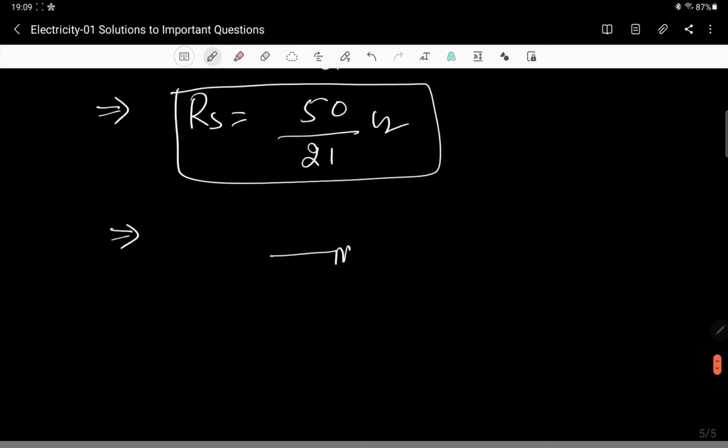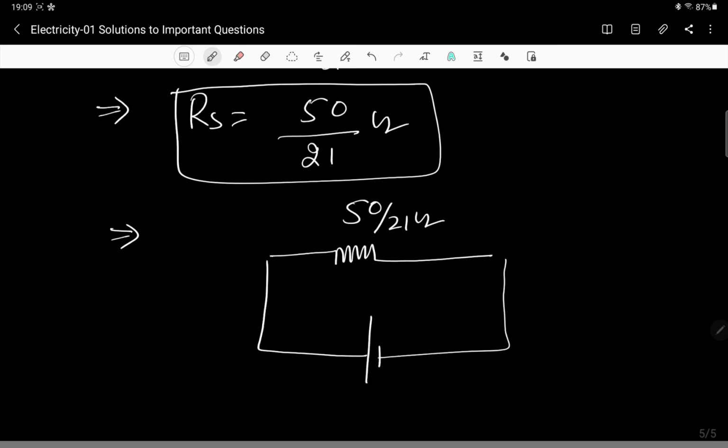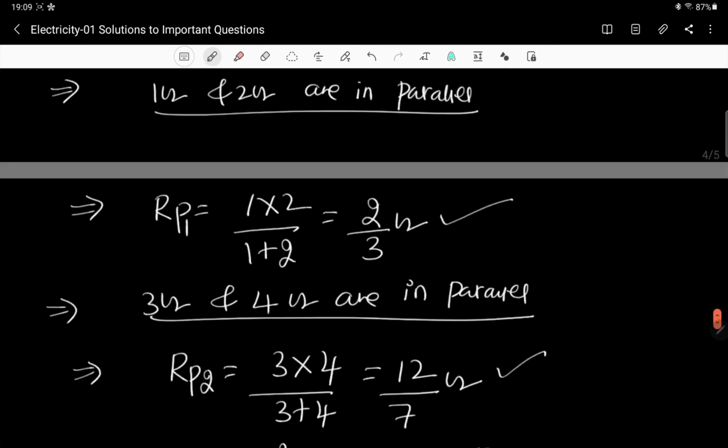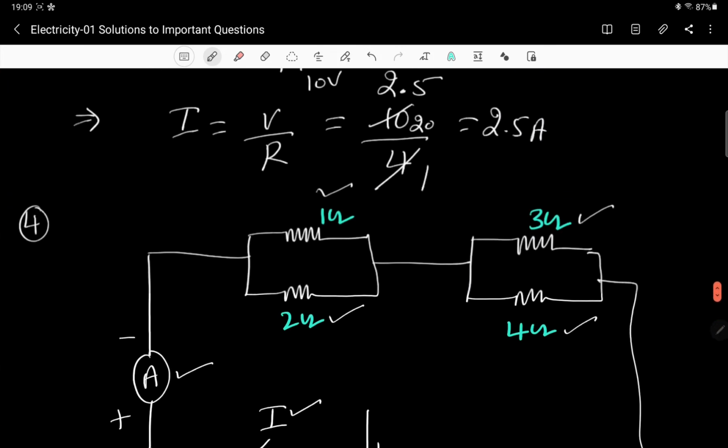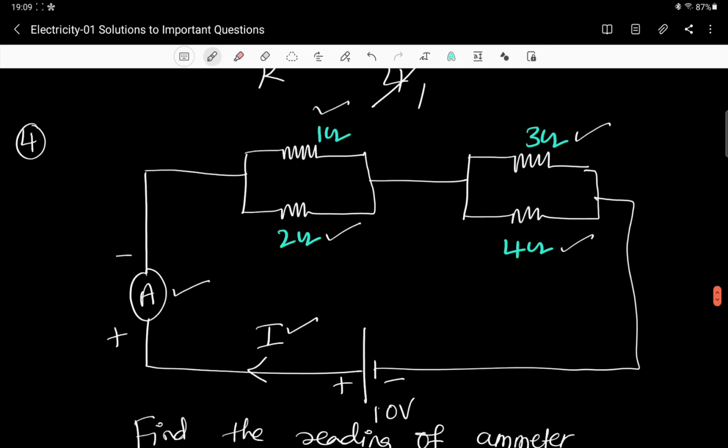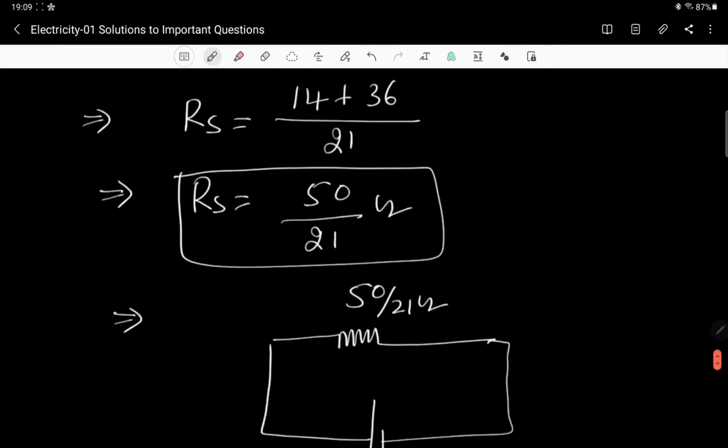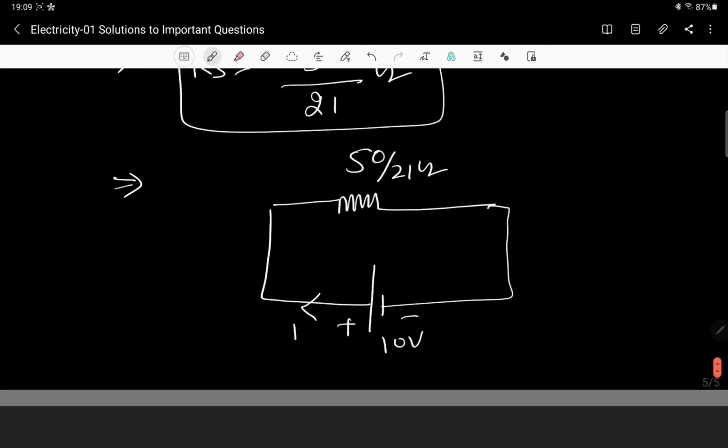So I'm going to write that. So this is the total resistance, which is 50 divided by 21 ohm, and this is connected to a battery of 10 volt. All right, so this entire circuit, dear children, this big circuit, is reduced to one small circuit having that resistance. Now, how much current passes here? The same current will be passing here also. So that will be the reading of the ammeter.